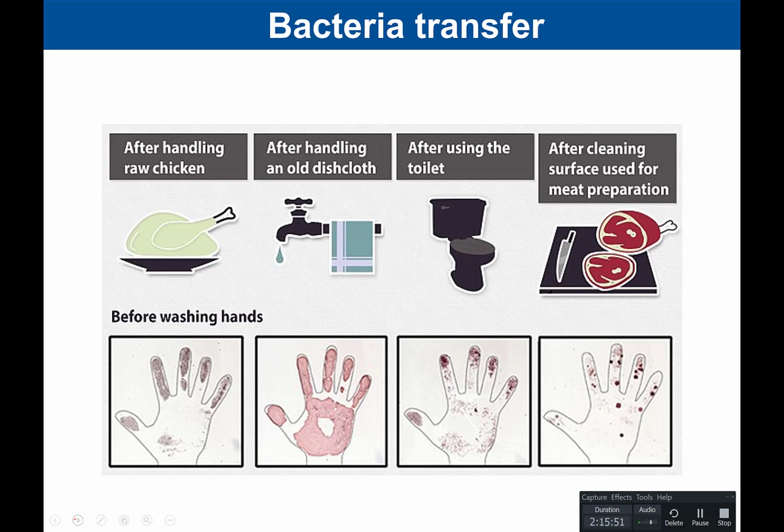After cleaning a surface used for meat preparation. So again, let's say I had cooked chicken and I now clean my cutting board and my knife and all those things. Well, after I'm done cleaning those surfaces, I also want to wash my hands because I'm still going to have bacteria on them from cleaning those surfaces. And so it's a good habit to get into: proper hand washing, touching things, and then washing your hands.